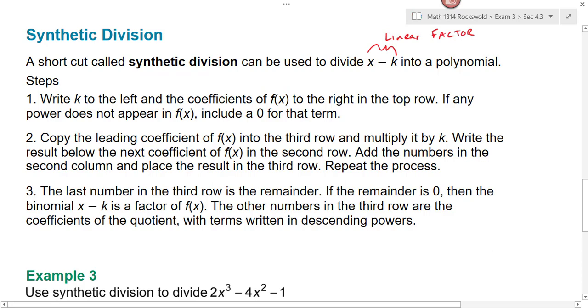The steps you're going to go through: you're going to write k to the left and the coefficients of f(x) to the right, just the numbers. If any power of x is missing in f(x), we're going to put in a 0 for that missing power of x. Then we copy the leading coefficient into the third row and multiply it by k. Write the results below the next coefficient in the second row, and then add the numbers in the second column and place the result in the third row.